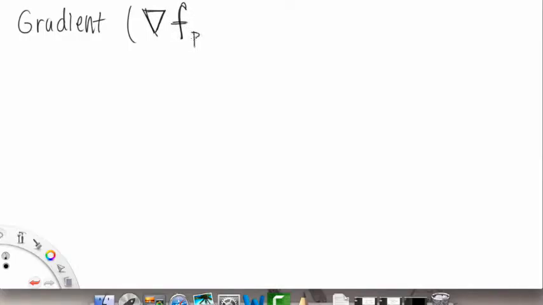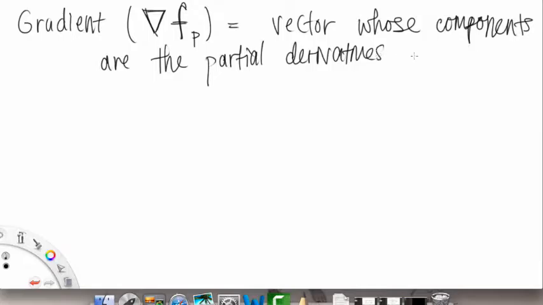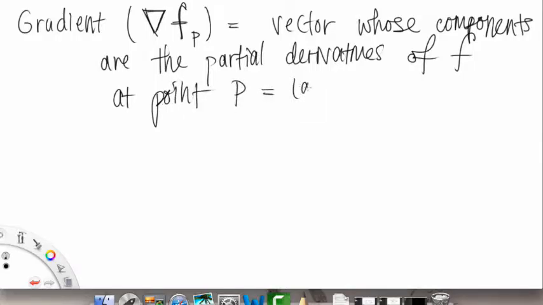So the gradient of f at p is basically a vector, a vector whose components are the partial derivatives, which we've learned how to do, of some function f that we have, at a point p, which could equal (a, b), or even (a, b, c).